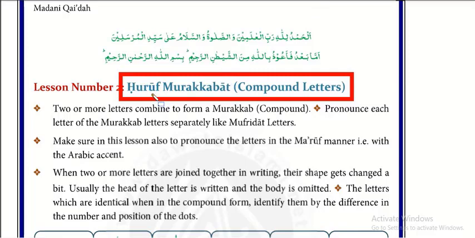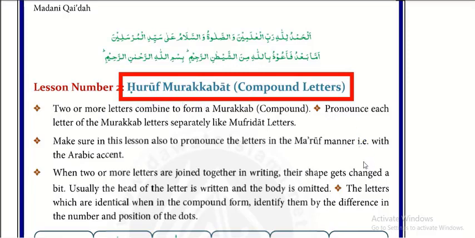Haruf means letters. It is an Arabic word, and murakkabat is also an Arabic word which means compound, combination, combining together, joining together, putting together. So murakkabat is compound and haruf is letters. In the previous videos, I have been telling you the basic letters, the basic alphabets in lesson number 1, and the pronunciation of some of the letters from the origins page. But today, when we are starting lesson number 2, we are going to start haruf murakkabat. That means compound letters.